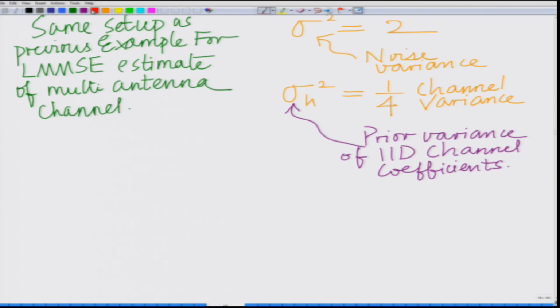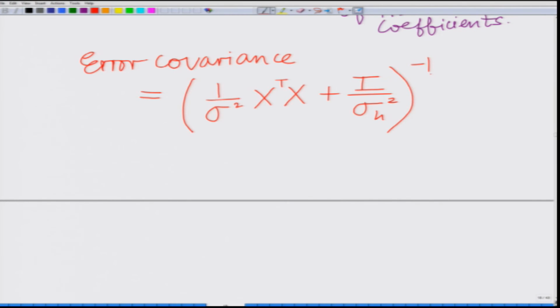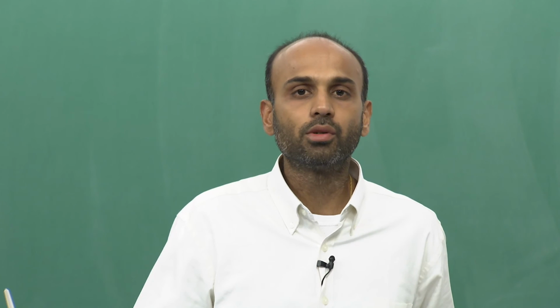Therefore, what we get is that your error covariance is equal to, as we had just derived, 1 over sigma square x transpose x plus I over sigma h square, inverse. Okay, that is the expression that we have. We have computed x transpose x in the previous example, where x is the pilot matrix. So, I am going to reuse those values, right.